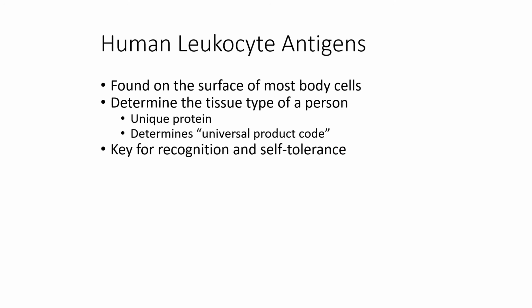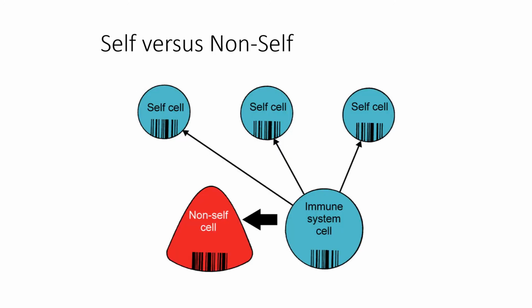So they're found on the surface of most body cells, right? And they determine the tissue type of the person. It's very unique. The book's calling it a universal product code. I like to think of it like a team t-shirt from a basketball team, but whatever way, just our body has a way of recognizing its own cells. And it is the key for recognition and self-tolerance. So self versus non-self, right?